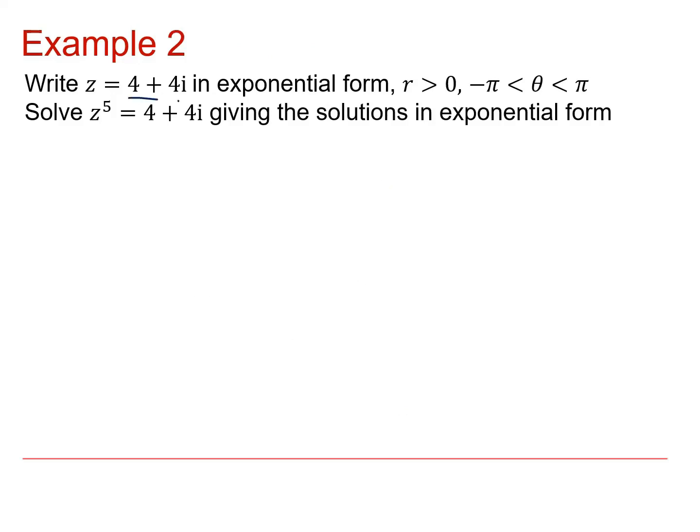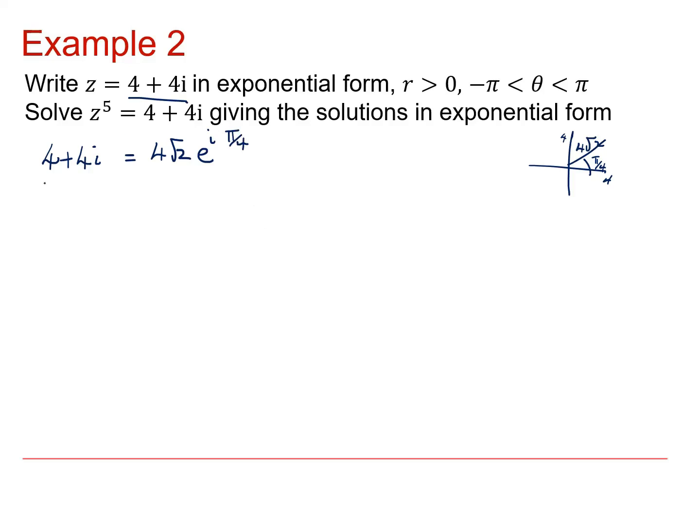So let's have a look at 4 plus 4i in exponential form. Start with an Argand diagram. There's 4 plus 4i, 4i. This angle I think we can see straight away is going to be pi by 4, and this length here is the diagonal of a square again, so it's just going to be 4 root 2. So 4 plus 4i is equal to 4 root 2 e to the i pi by 4.